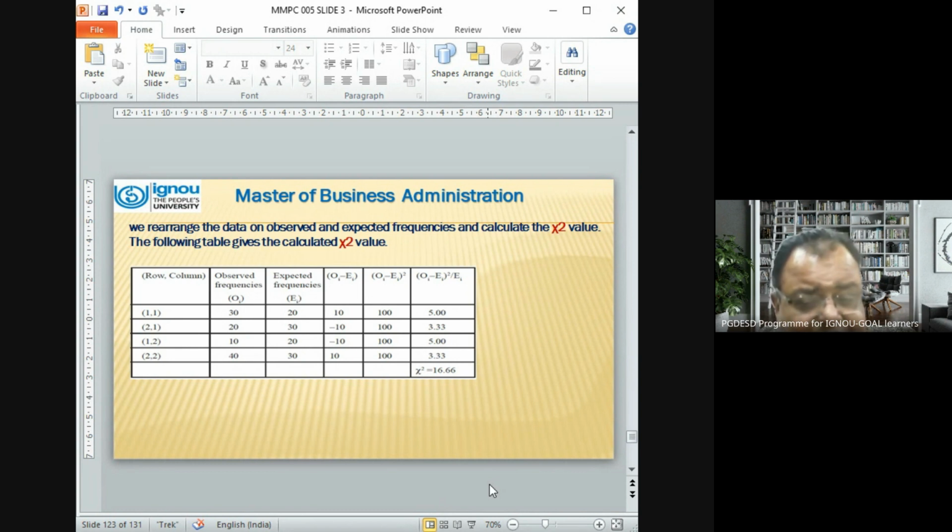16.66. This is known as chi-square value. How many terms are there? 4 or 3 or 2?